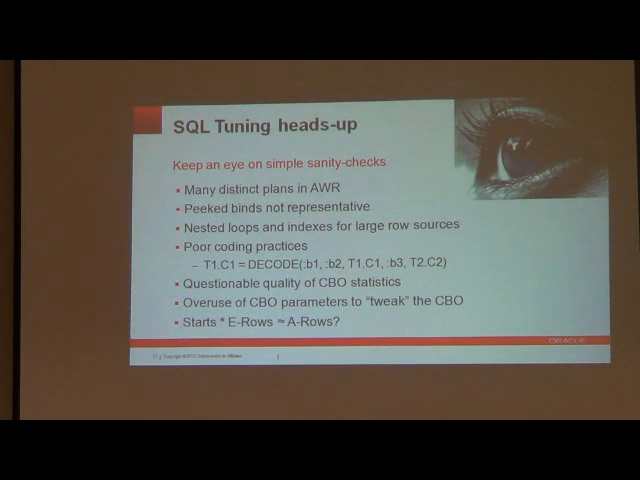Is that my voice? Good? Okay. So what do you see that is wrong here? Look at this predicate that we have. What is wrong with this predicate? Yeah, we have a decode, but what is wrong here? What are we telling the optimizer here? Which table do we join to which table? Or do we have a join or we don't have a join?